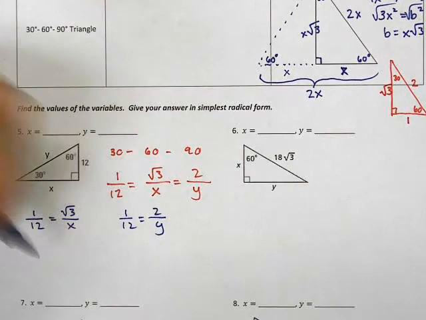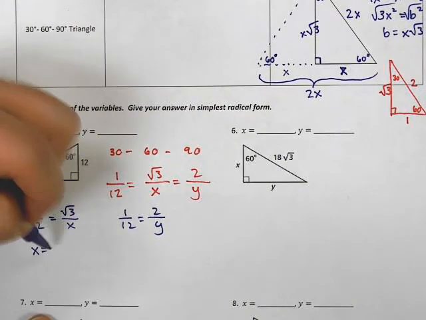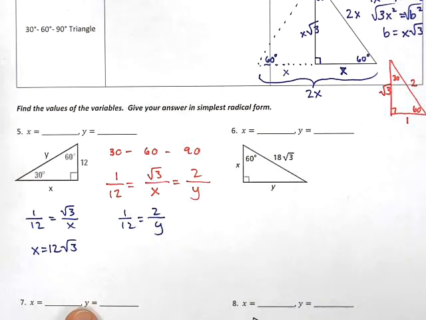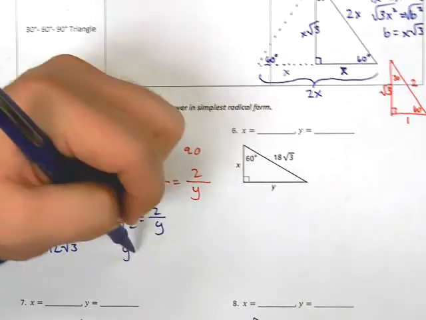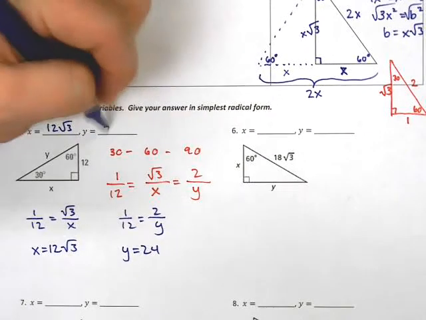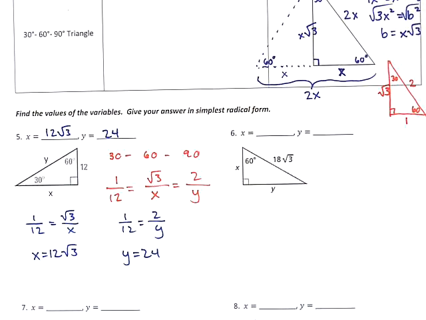And so now I can cross multiply. x equals 12 square root 3. And y, right? 1 times y is y, equals 24. And guys, this is exactly what we wanted.